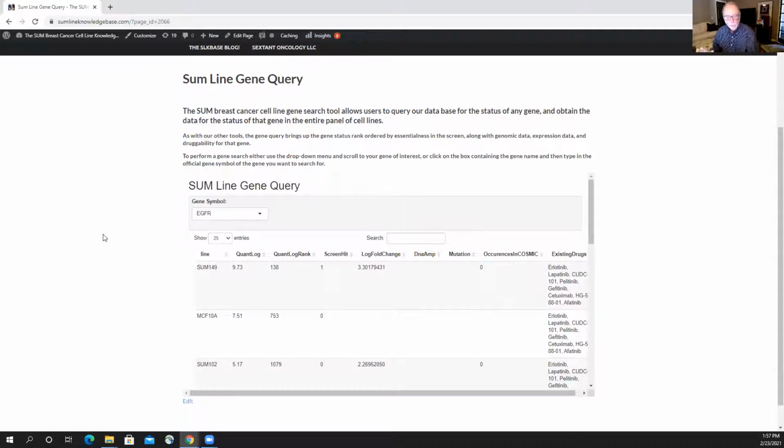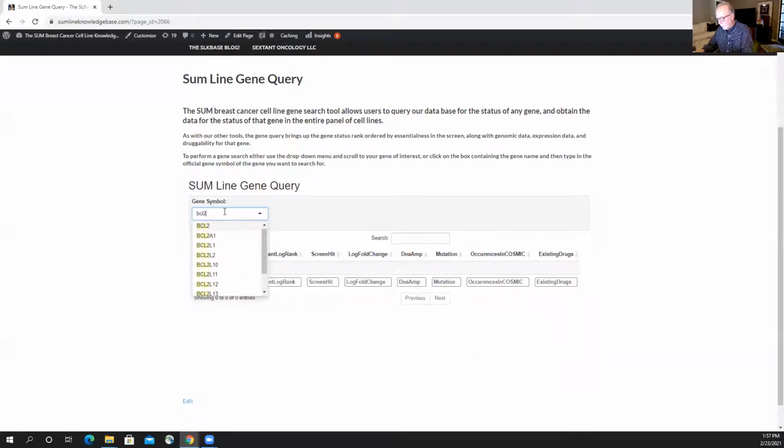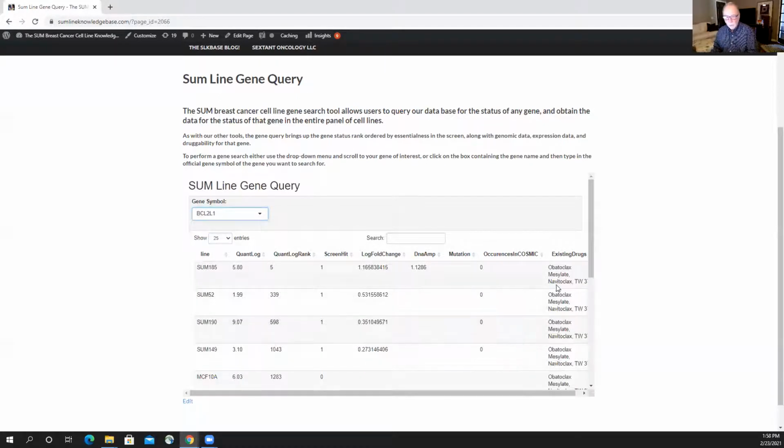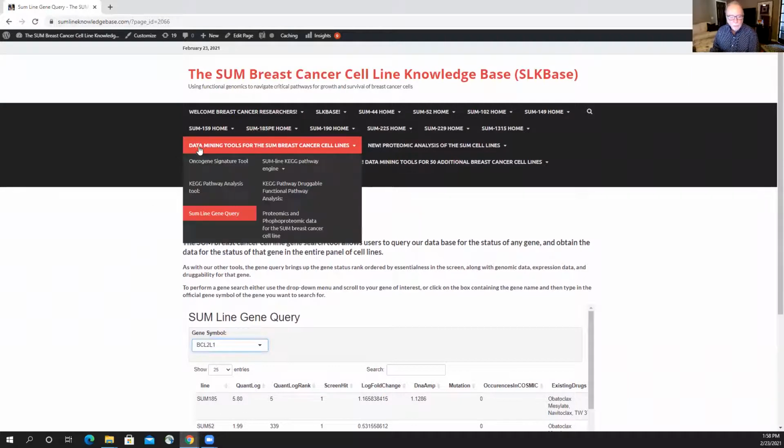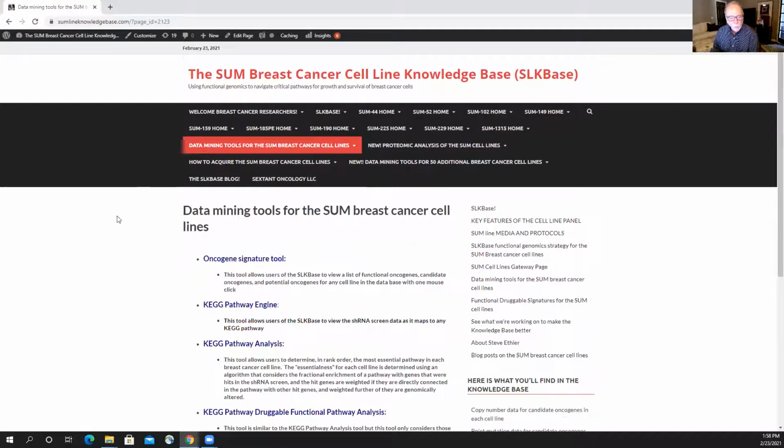Okay, so that's just one difference. The other difference is that in the gene query and the SUM lines, we also show the available drugs for some of these genes that are hits in the screen. For example, there's another gene that we've worked on called BCL2L1 that we're interested in, which has a series of drugs that target it. And you can, again, find the cell lines for which this gene was a hit in the screen. Okay, so that's basically a Cook's tour of the gene query tool.